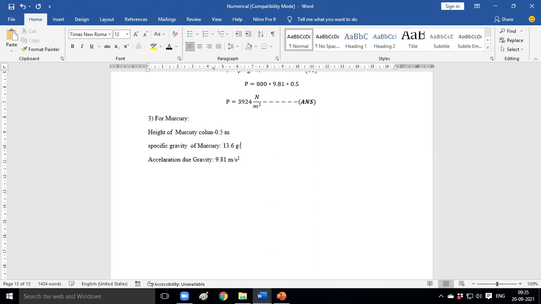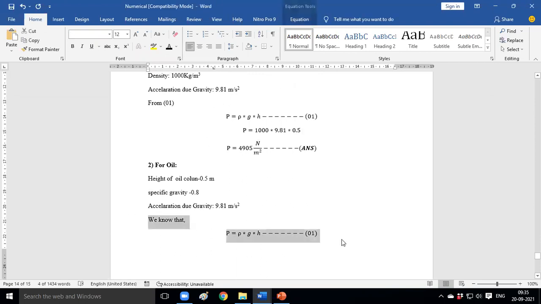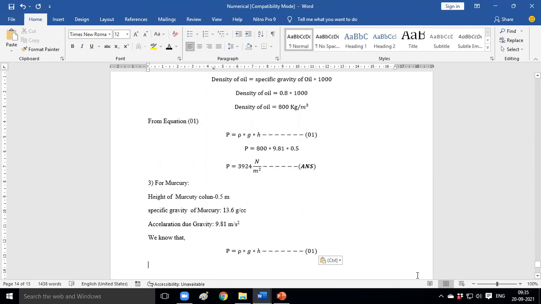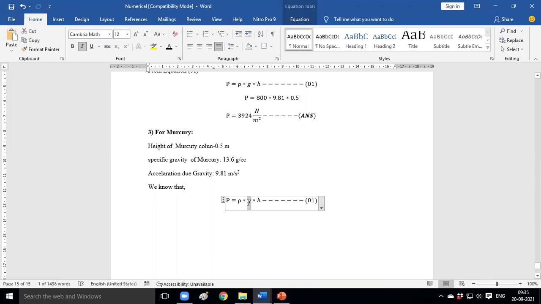The unit is gram per cc, which means gram per centimeter cube. So we need to write the formula again. The formula is again P is equal to rho GH. What is the meaning of rho in this case? Density of mercury. G is acceleration due to gravity.